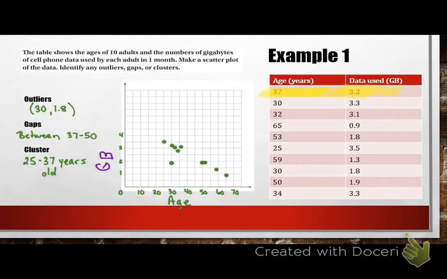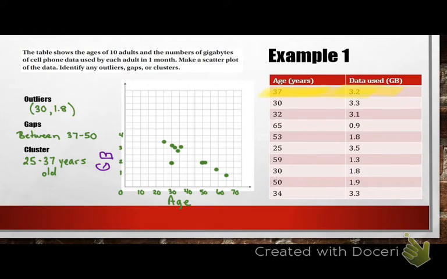All right? So now let's talk about the relationship between age and data usage. What do you guys notice about the data usage as the ages increase? What do you guys notice about the cell phone usage? It goes down. So we call this a negative relationship. We're about to go over the relationships in just a minute. As the age increases, what my pattern shows is that the cell phone usage decreases. I want you to write that down.